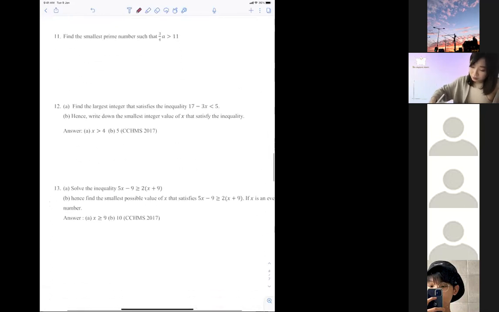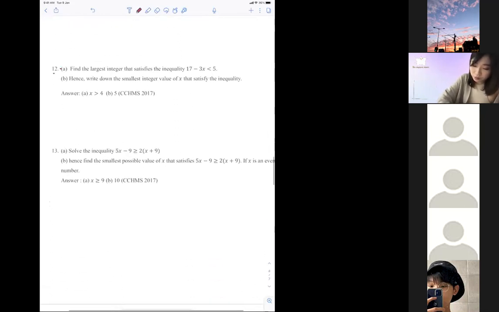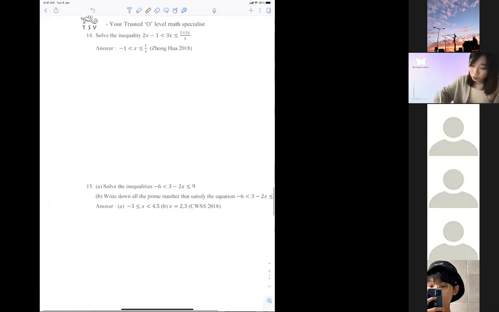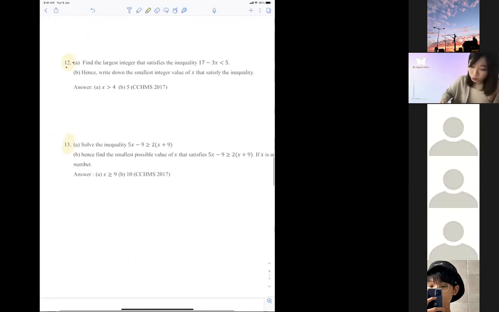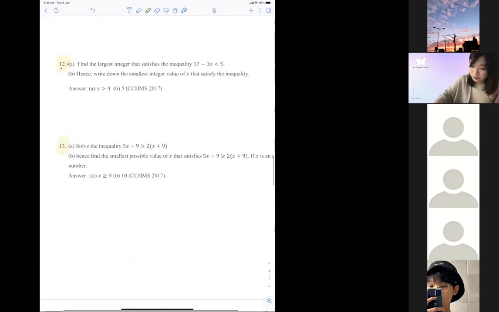You don't have to do 10 and 11. We start from 12, shall we? 12, 13, and onwards. 14 I will do. Can you try 12 and 13 first?